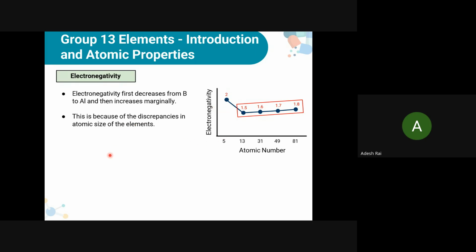But in other cases, what will happen? Down the group, metallic character will increase, so electronegativity will decrease. Understood? But electronegativity in this case is not the same. You understood the logic why? Because of the discrepancy in the atomic size of the elements.